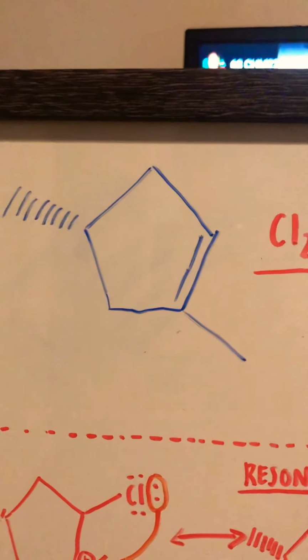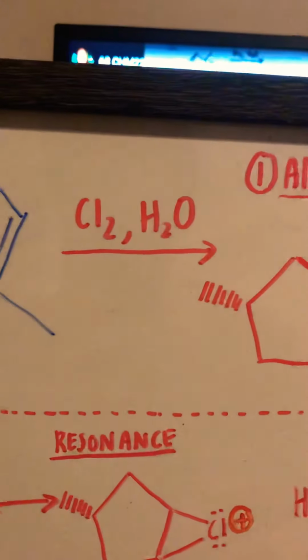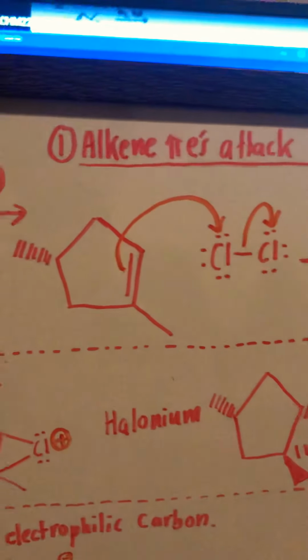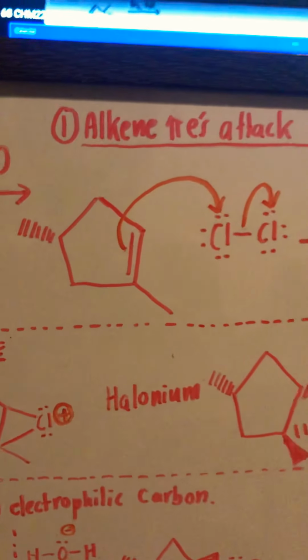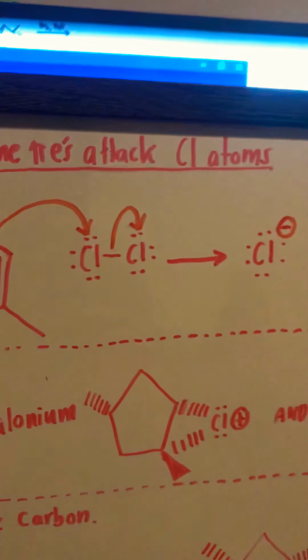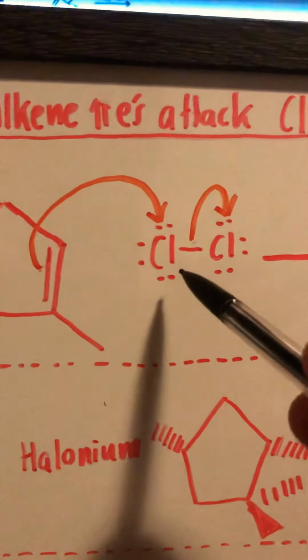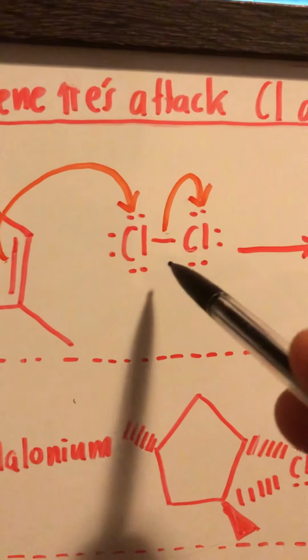Hello, in this problem we are given our alkene ring reacting with two chlorine atoms as well as water. And the first step we can predict to happen in this reaction mechanism is that the alkene pi electrons are going to attack one of the chlorine atoms. And this is due to the relatively weak bond between these two chlorine atoms.